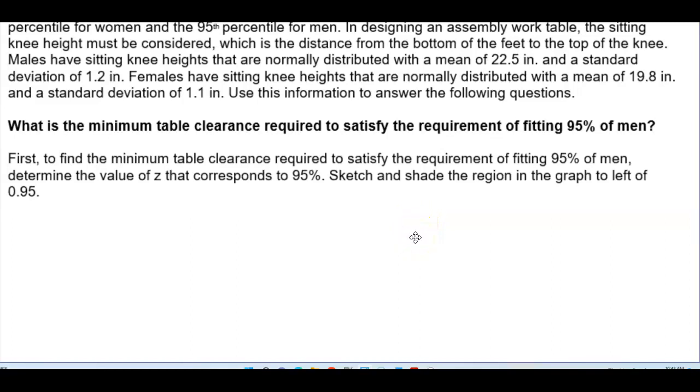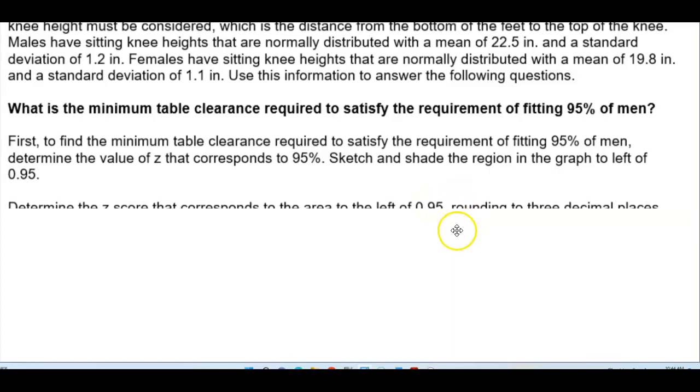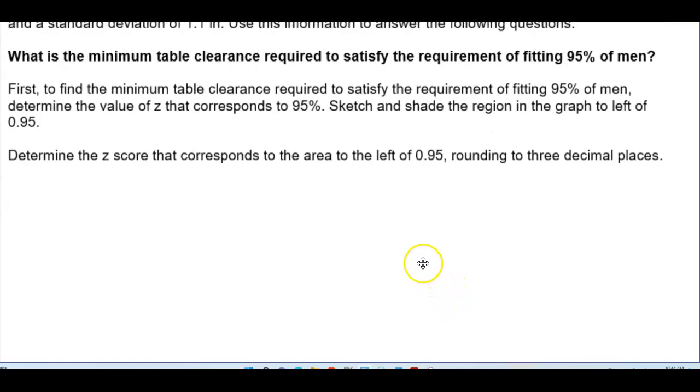First, to find the minimum table clearance required to satisfy the requirement of fitting 95% of men, determine the value of z that corresponds to 95%. We want to sketch and shade the region in the graph to the left of 0.95, and then determine the z-score that corresponds to the area to the left of 0.95, rounding it to 3 decimal places. So let's draw our bell curve and label the items that we need to label.